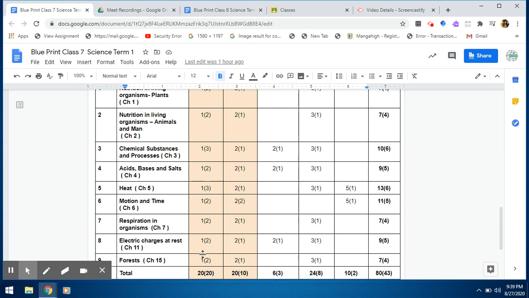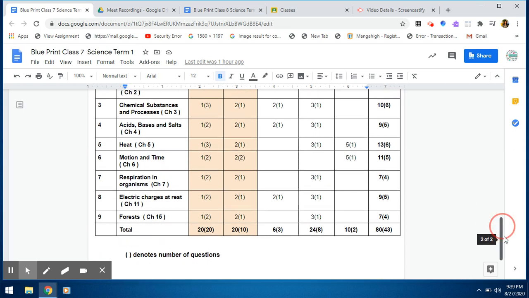In the objective type paper, there will be 2 questions of 1 mark, 1 question of 2 marks. So there will be 3 questions in all from this chapter in the objective type paper. However, in the subjective type paper, there will be just 1 question of 3 marks. So the weightage becomes 7 and there will be 4 questions in all from this chapter. Let us see the total.